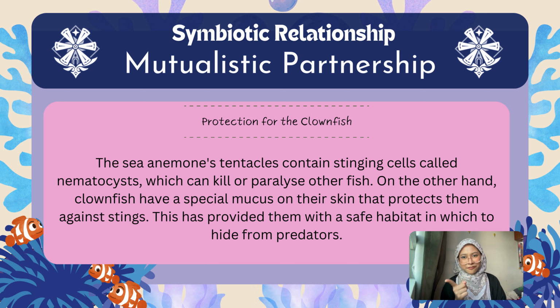So how can both clownfish and sea anemones give benefits to each other? So, sea anemones can protect clownfish using the nematocysts, which can kill or paralyze other fish. Since clownfish have a special mucus on their skin to protect them against stings, this has provided them with safe habitats where they can hide from predators.